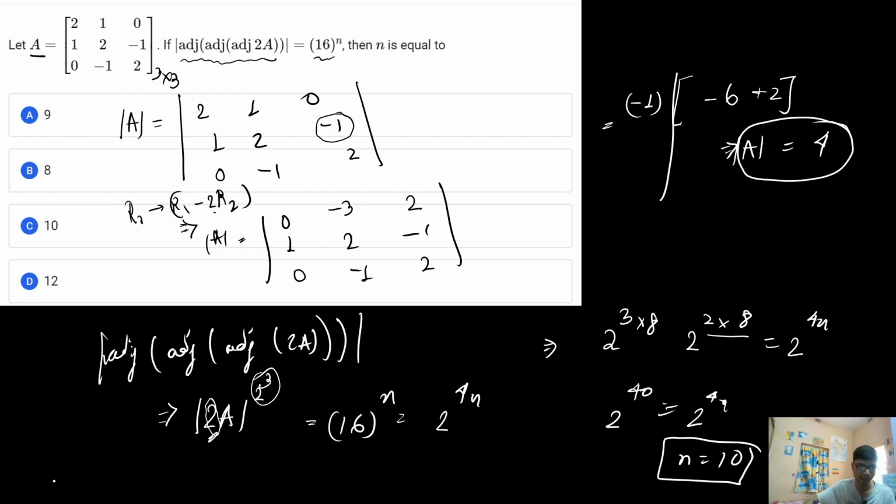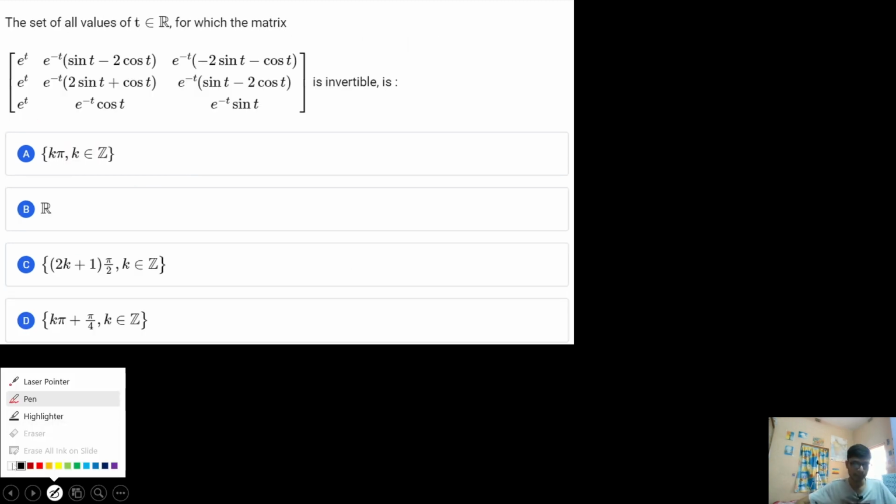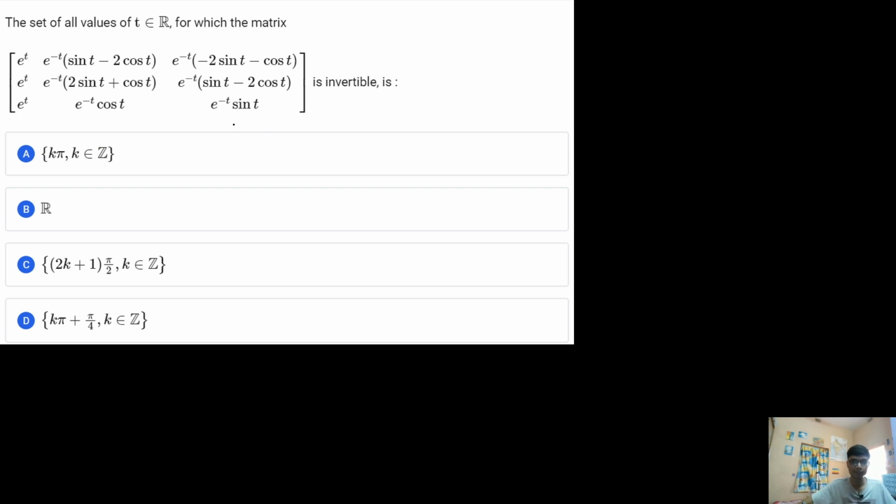So I hope this particular solution was clear. This was just a revision question, and this question was actually from JEE Mains. Okay, so I hope this particular solution was clear. Now let's move to the next important problem, based on the important division that we have done.